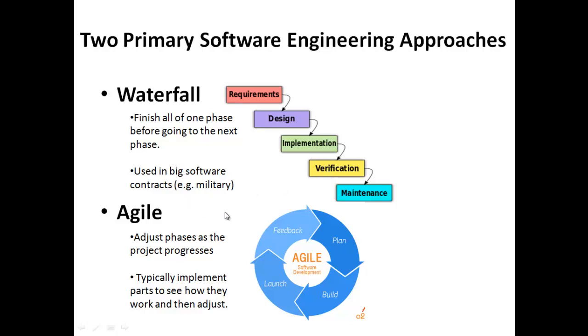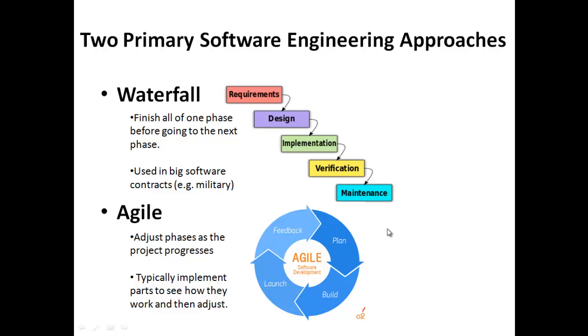Agile programming doesn't require the completion of each stage. Instead, parts of the software are planned, then built, launched, tested to get feedback, and that feedback might change the overall design. So then it's replanned, more parts of the software are built, launched, feedback is determined, and the plan is changed.